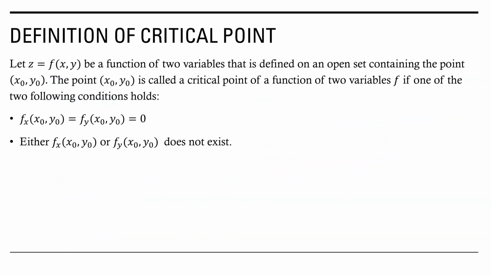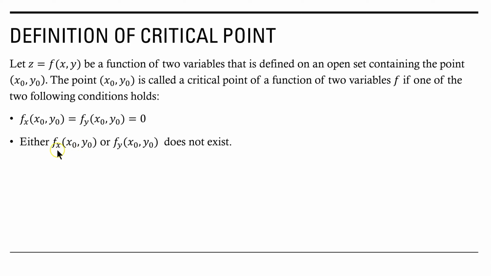So now let's establish the definition of critical point in a multivariable setting. If z is a function of two variables, let's say x and y, and it's defined on an open set that contains the point x naught, y naught, where we think we have a max or min, the point x naught, y naught is a critical point of the function f if one of two conditions holds. Notice that these are similar to what we did in single variable calculus. We have a critical point if the partial derivative with respect to x at that point and the partial derivative with respect to y at that point both equal 0. If both first partial derivatives equal 0 at a particular point, then we have a critical point.